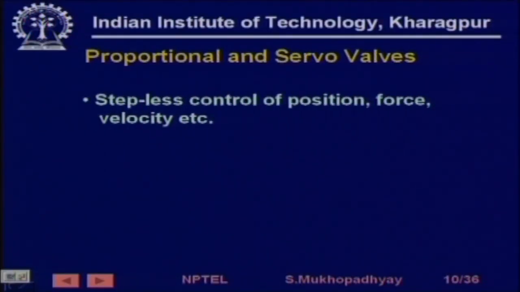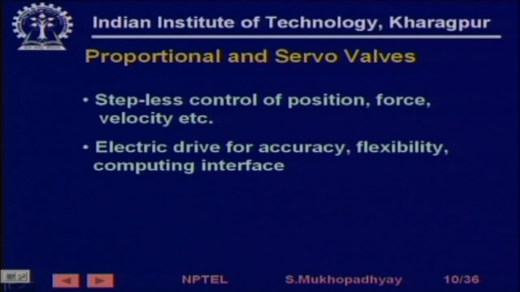So far, apart from pressure control and flow control, we have mostly seen valves where the direction of the fluid is changed, mainly directional valves. Now we are going to look at some valves where the flow or pressure can be controlled in a continuous or stepless manner. Therefore, we use what are known as proportional and servo valves. The advantages are that you have stepless control of position, force, velocity, etcetera. These are typically electrohydraulic valves, so that you can drive them accurately, mainly using current, and sometimes have computing interfaces.